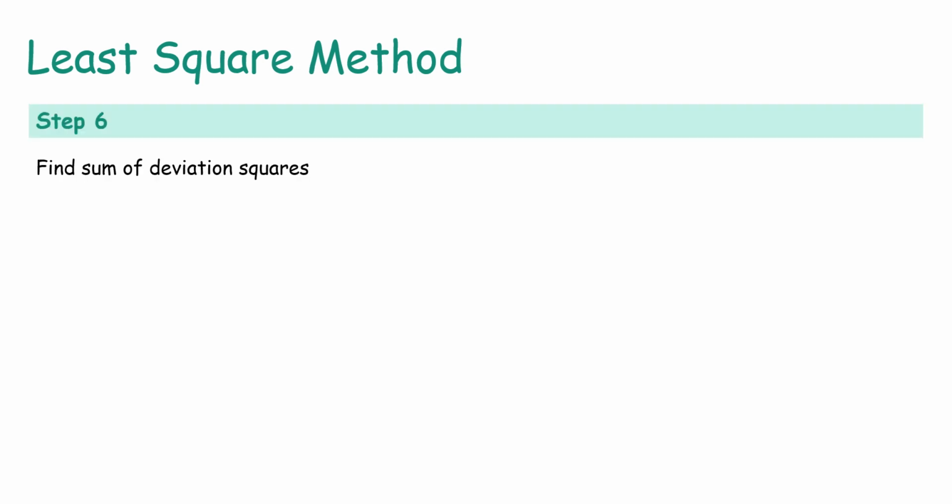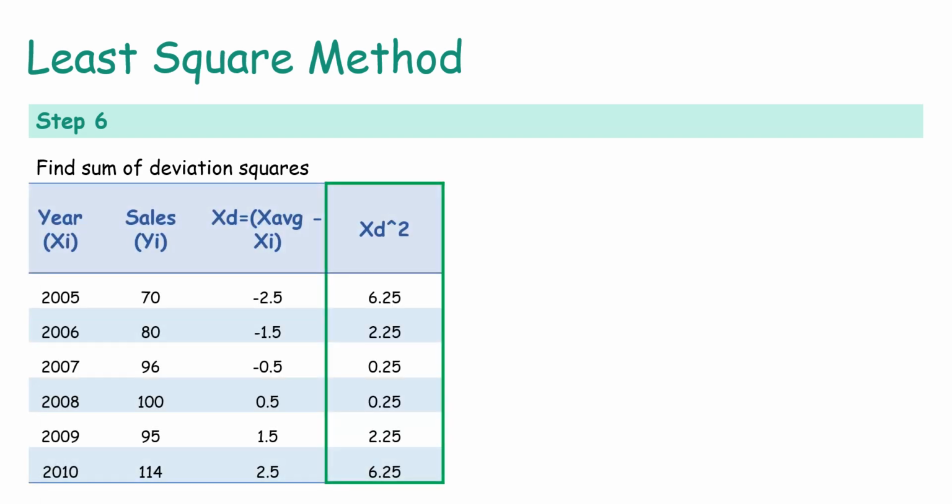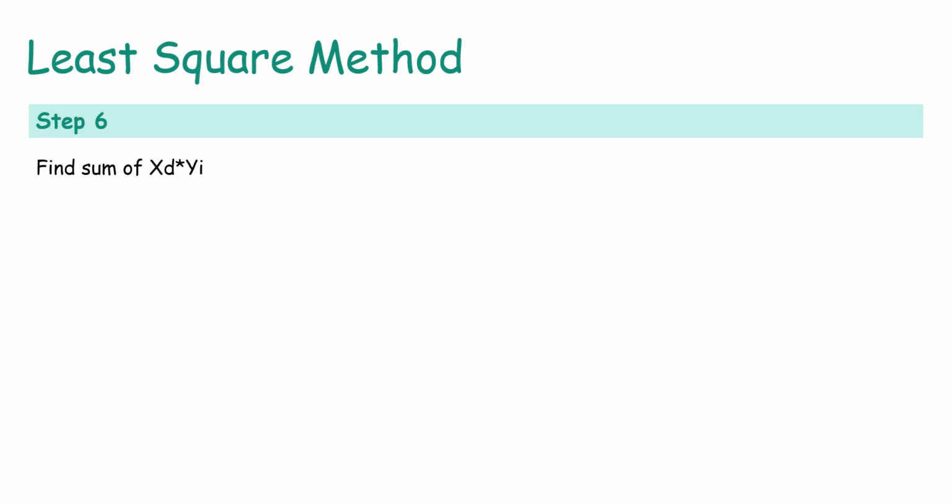Now the next step is about finding the sum of deviations of these squares, right? So you have xd square, you just sum it up. So xd square is nothing but 6.25 plus 2.25, 0.25, and then lastly it is 6.25, that comes out to 17.5. The step 6 is about finding the sum of xd into yi.